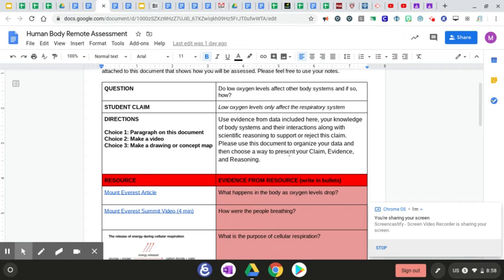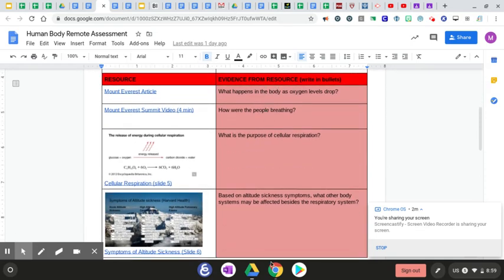Please use this document to organize your data and then choose a way to present your answer in claim, evidence, reasoning format. And you can do that in a few different ways. And those choices are here. You can just write a paragraph. You can make a video. You can make a drawing or a concept map, but you're just answering the question any way that you'd like to. Just to answer, do low oxygen levels affect other body systems? And if so, how? And either you're going to support or refute the student's claim.